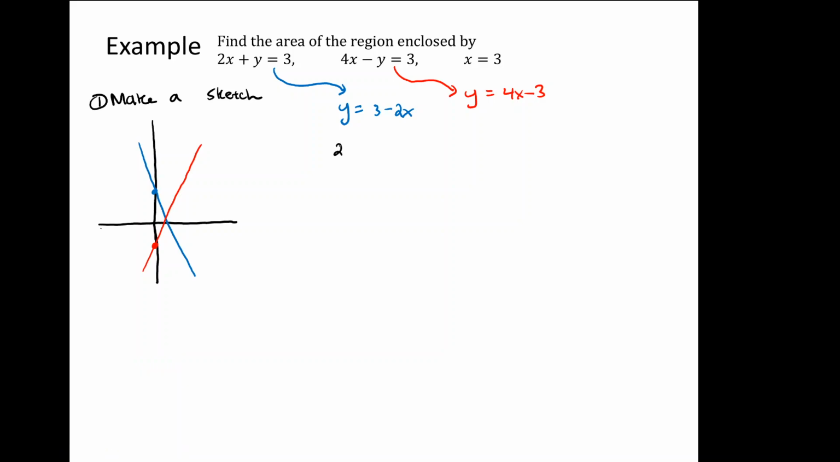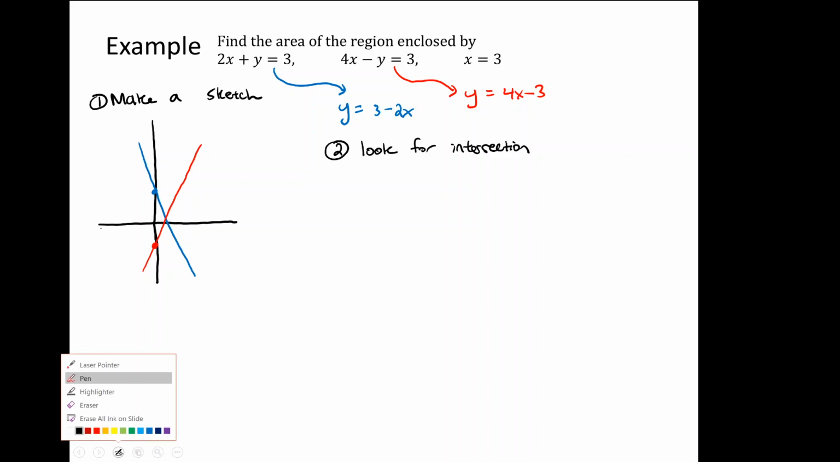So step 2, look for intersection. It isn't just for the purposes of making a good picture that we're doing this. We're also doing this to find what our second bound of integration is. We're going to be integrating. One of our bounds is going to be x equals 3, but we don't know if it's a top bound or a bottom bound. We have to find the other bound.